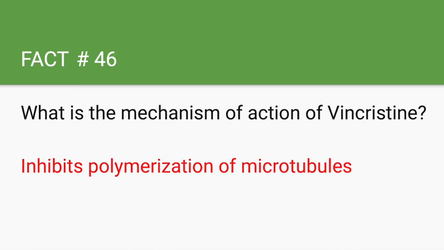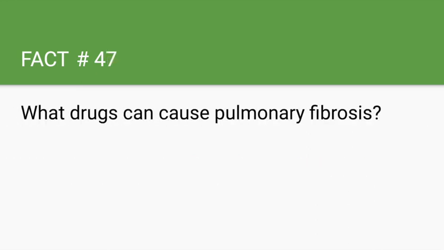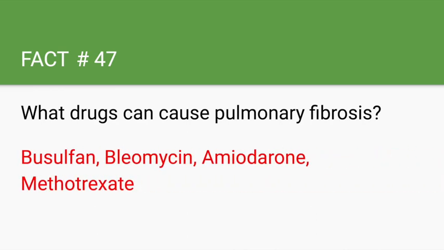What drugs can cause pulmonary fibrosis? Busulfan, bleomycin, amiodarone, and methotrexate. So if a patient is started on any of these drugs, and then the question asks, what is the next best step? The answer would be a pulmonary function test. This is important to figure out lung function before starting therapy, since they have the potential to cause pulmonary fibrosis.